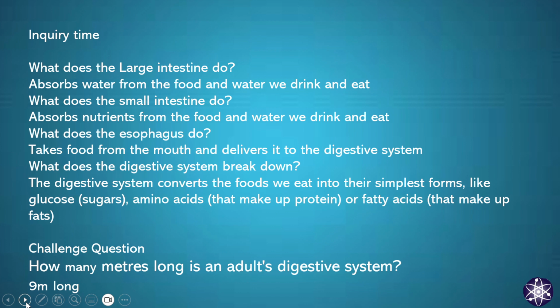Now, the challenge question is: how many meters long is an adult's digestive system? And that is 9 meters long. If you want to challenge yourself really well, it would have been 30 feet long and 9 meters long, but the question is being specific. So how many meters long is an adult's digestive system? It is 9 meters long.